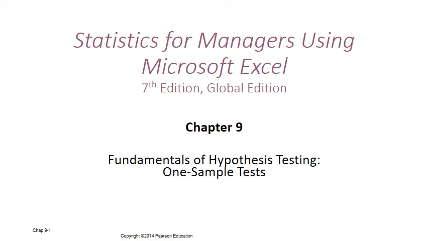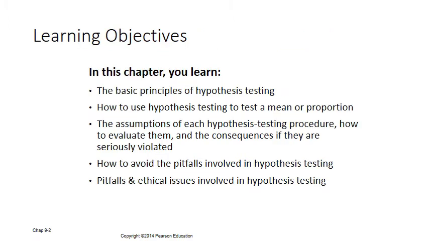Okay, this is chapter 9, Fundamentals of Hypothesis Testing, one sample test. Later on, we will consider 2 samples, 3 samples, and so on because we can draw many samples from our population. So, in this chapter, we will develop the basic principles of hypothesis testing. Hypothesis means we assume something and then we test whether it is correct or not, and how to use hypothesis testing, for mean or proportion, and then we will discuss these 3 points as well.